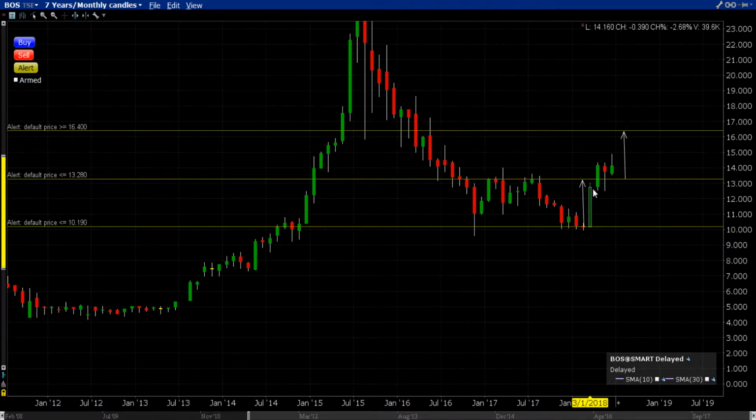1325. All right, so breakout. And then implied measure move 1640. And we're currently in a confirmed breakout on the monthly candle chart. So that's the target right there.